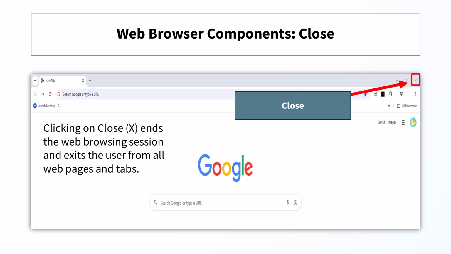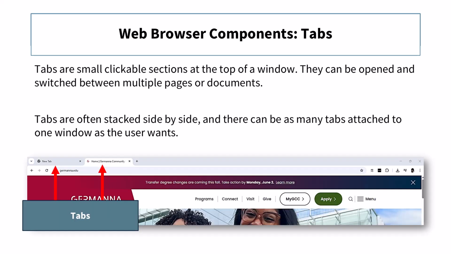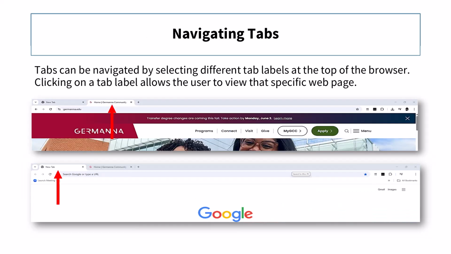What are tabs? Well, let's talk about tabs next. Tabs are used to switch between multiple web pages. As shown in the image below, every time a new tab is opened, it is stacked next to the most recently opened tab. The user can open as many tabs as needed. Tabs can be navigated by selecting different tab labels at the top of the browser, as shown in the image below. Clicking on a tab label allows the user to view that specific web page.